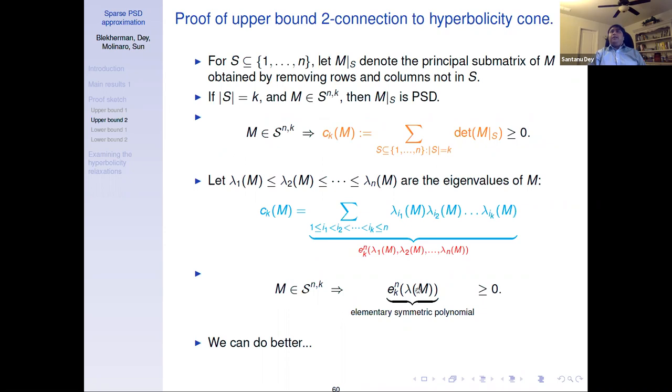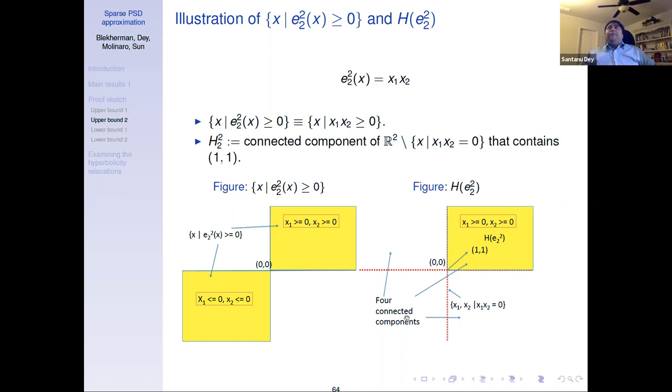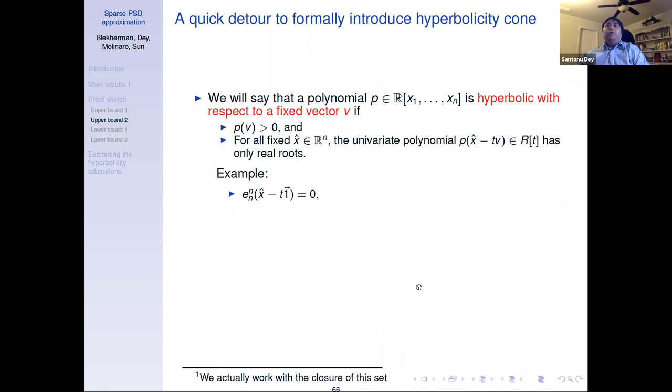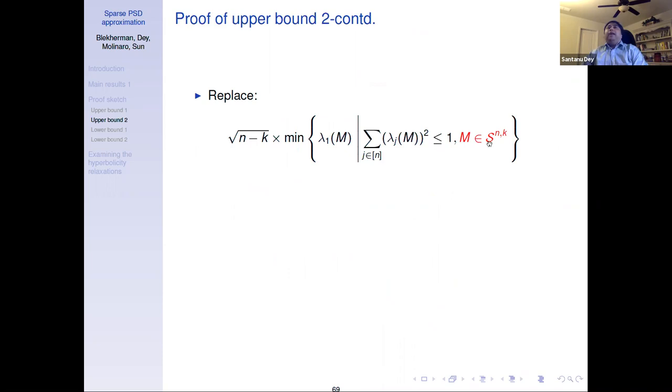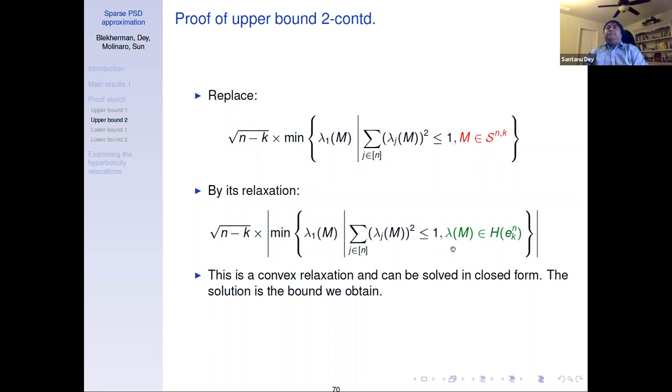At this point I've run out of time, so I will not go into more details. I will just say that we take this M and replace it with this relaxation that says the eigenvalue vector is in the hyperbolicity cone. Now this is a convex problem in n dimensions with a lot of symmetry. We can analyze this in closed form, and that's how we get our second upper bound. I've already run over time, my apologies by a minute, so I'm going to stop here and take questions.